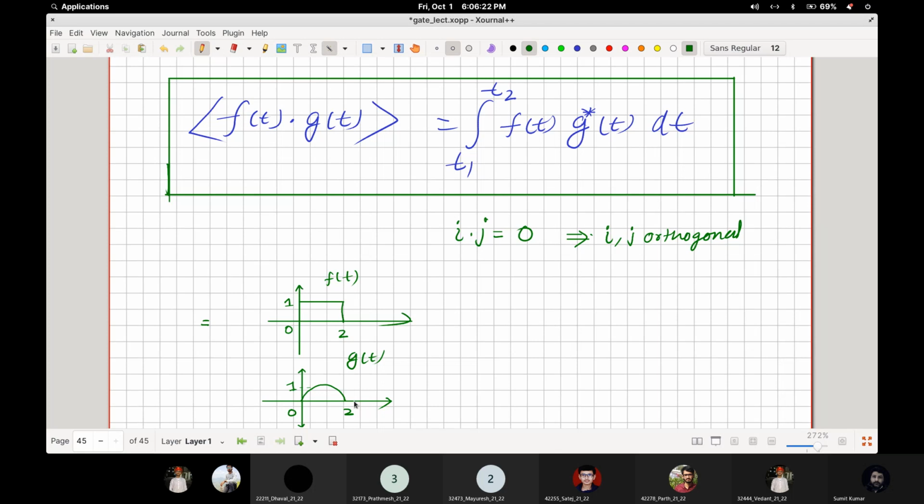सॉरी कितना है आपका? हेलो 2.5. 2.5. 2 divided by pi. 2 divided by pi. Okay, very good.